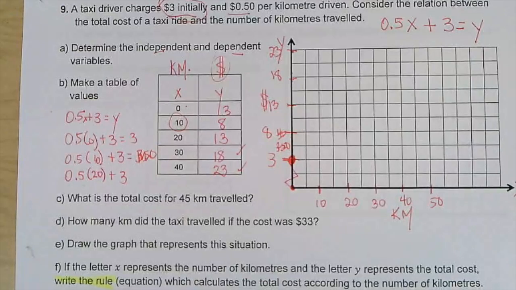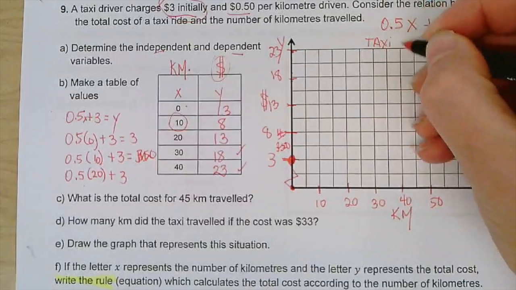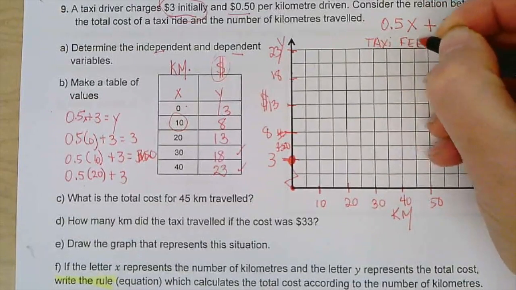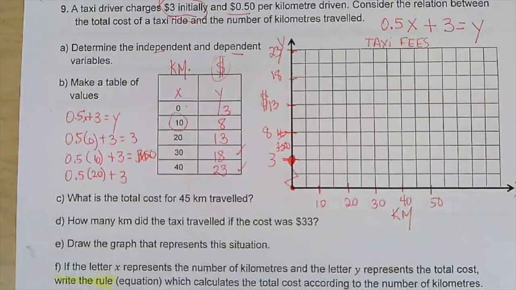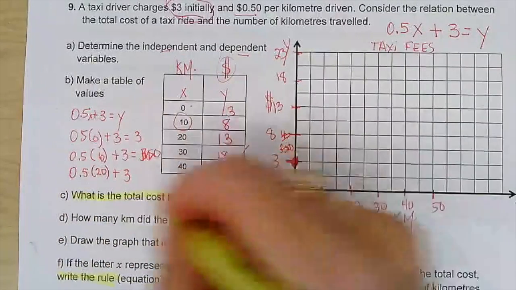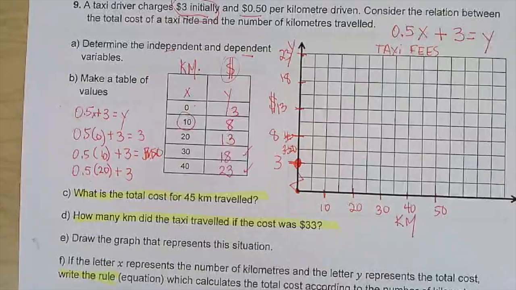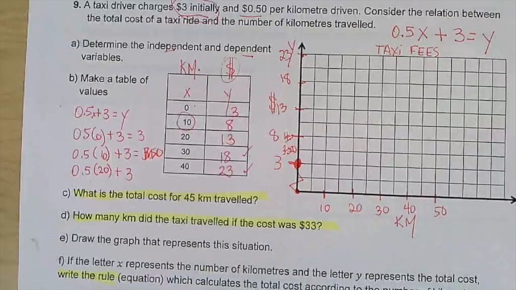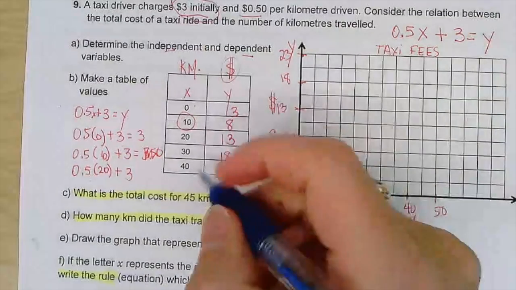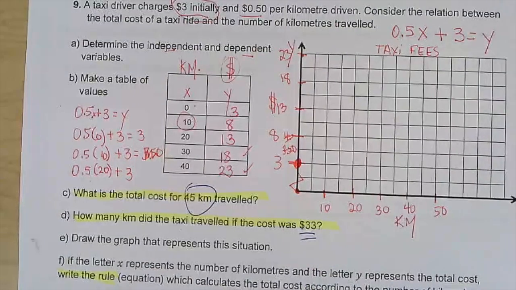Okay, good. We need a title. Taxi ride fees. Good. Taxi ride fees. Money we have, kilometers we have. What I really need to now go through is questions C and D. These are my two most important questions because I am adapting the general rule to a specific situation of 45 kilometers or if I had $33.